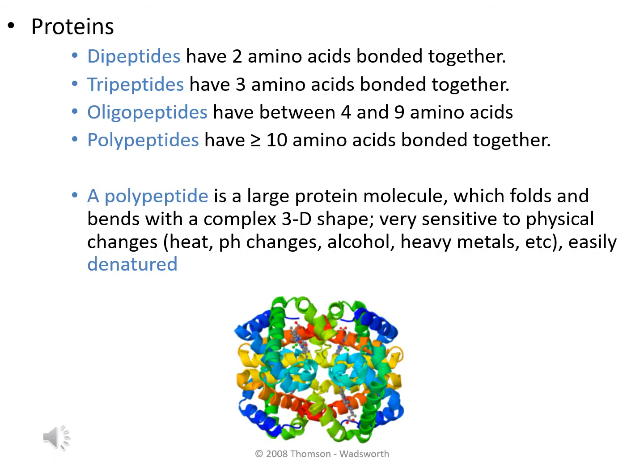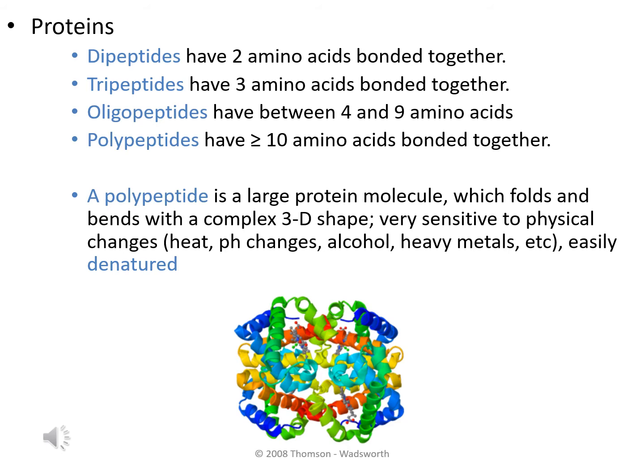When two amino acids are bonded together, they are referred to as a dipeptide. 3 bonded together is a tripeptide. 4 to 9 amino acids bonded together are referred to as oligopeptides. Greater than 10 are referred to as polypeptides. And in general, most polypeptides contain about a few dozen to several hundred amino acids bonded together in a chain.